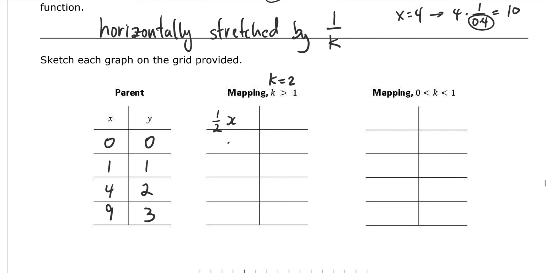So my x values become 0. 1 divided by 2 is 0.5. 4 divided by 2 is 2. And 9 divided by 2 is 4.5. Y values do not change, so y stays as 0, 1, 2, and 3.